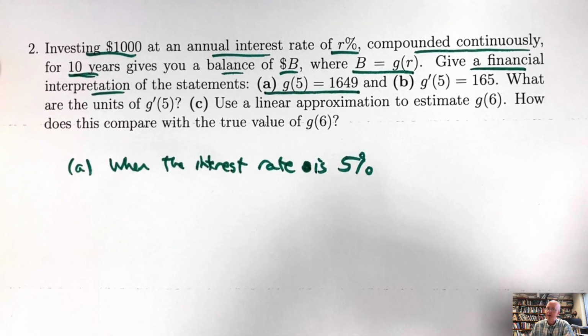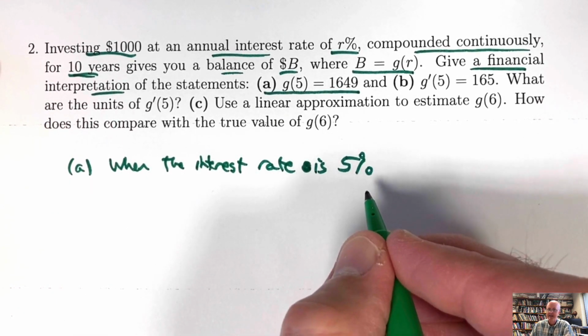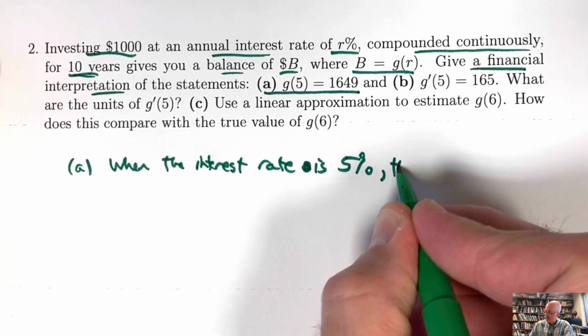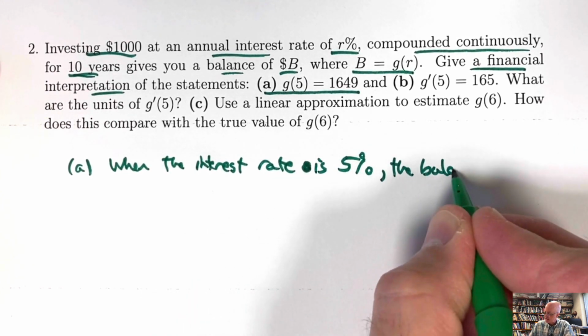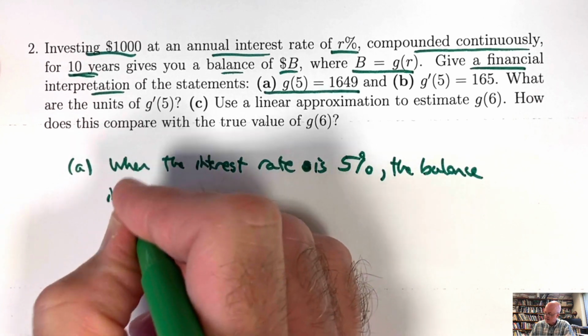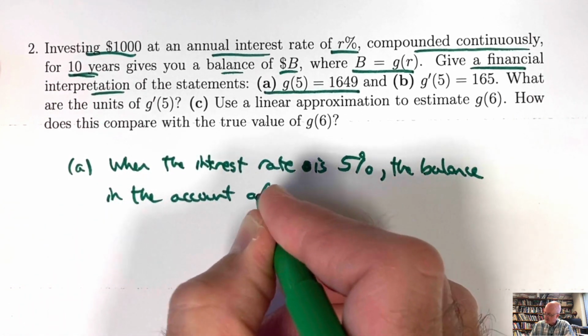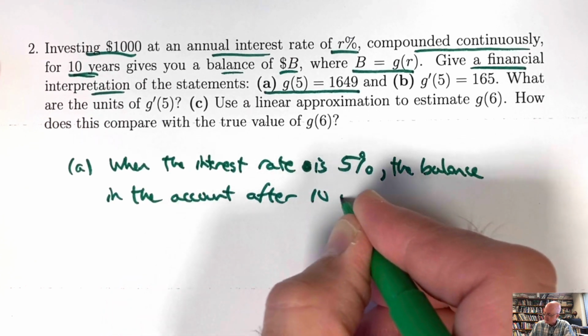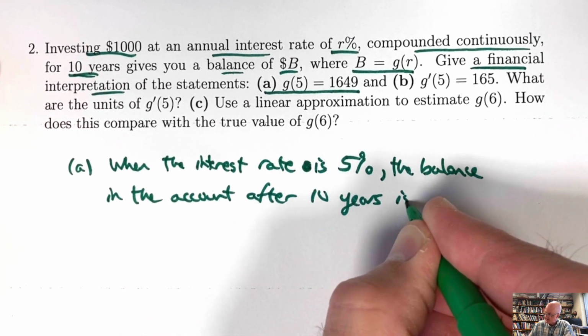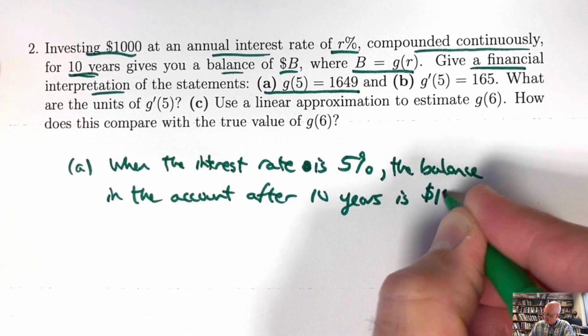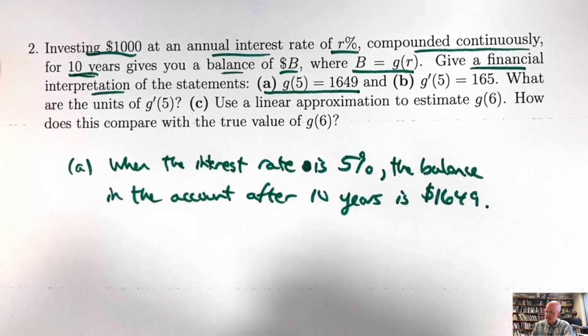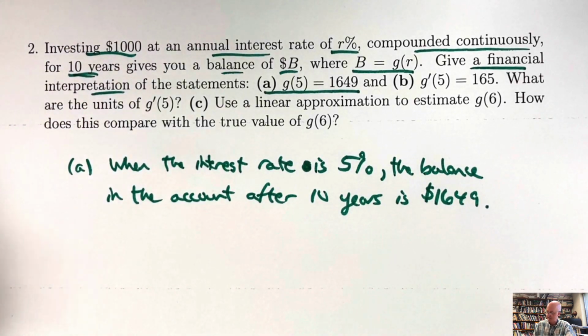if you were using the compound interest formula, you'd plug it in as 0.05, but here we write 5%. The balance in the account after 10 years is $1,649. Okay, that's just a statement about the meaning of the function itself.